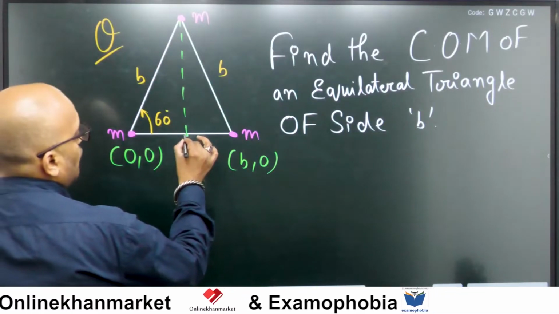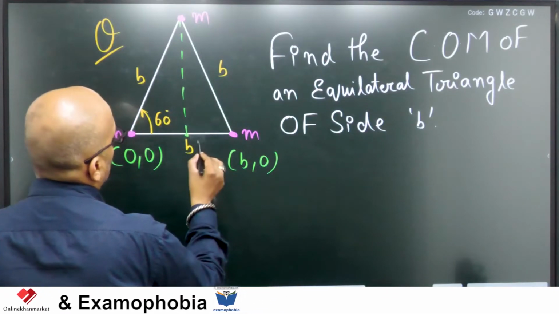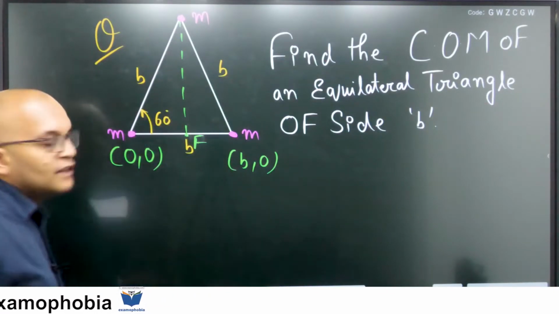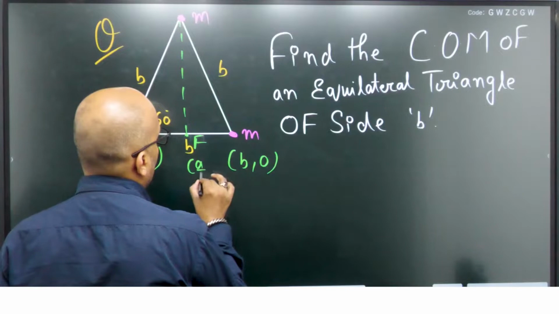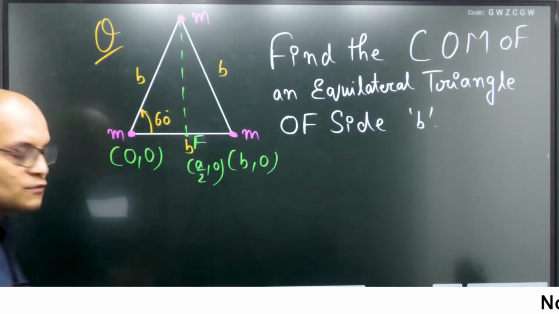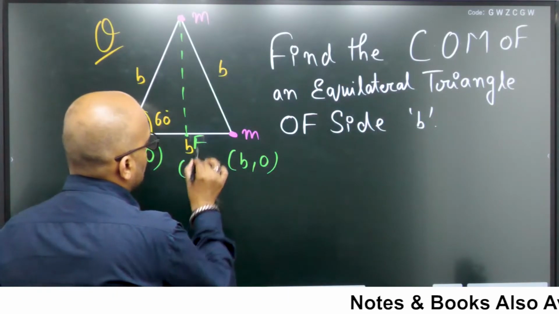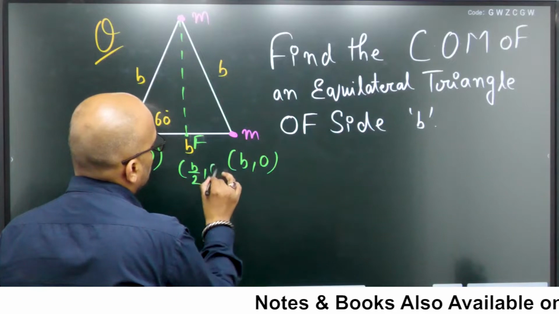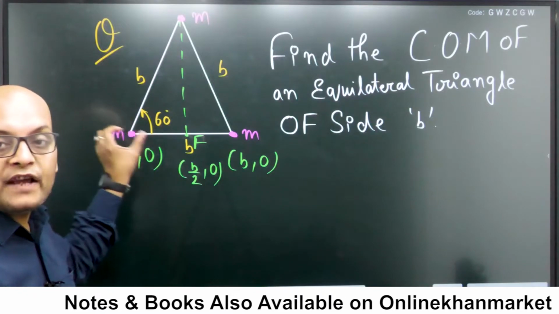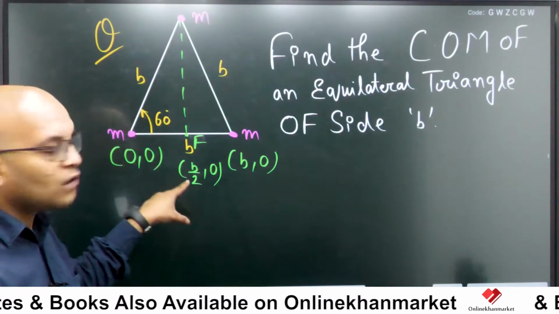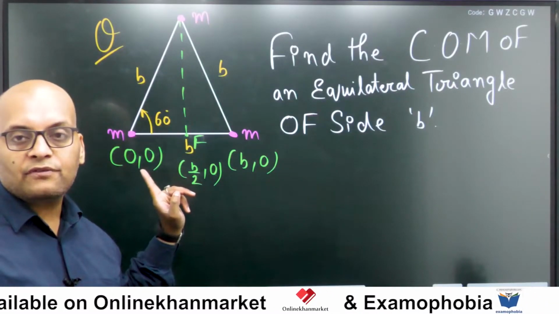So what will be the x coordinate of this point? Let's call this point f. So what will be the coordinates of this point f along the x-axis and y-axis? Since we have taken the side to be b, the coordinates of f will be b upon 2, 0, as we have moved half the distance of b from the origin. So b upon 2, 0. This is my x-axis coordinate for point f.